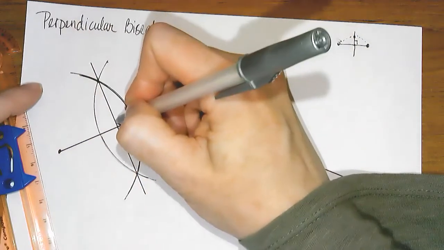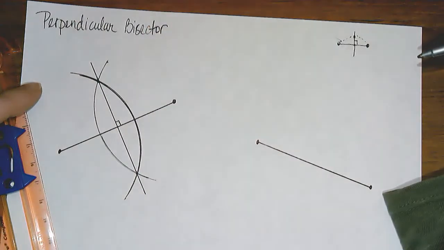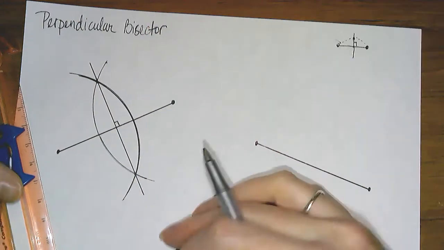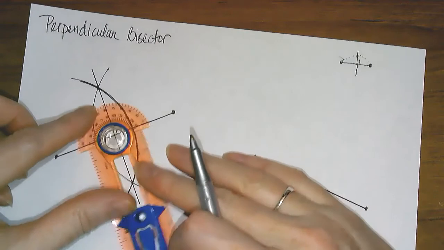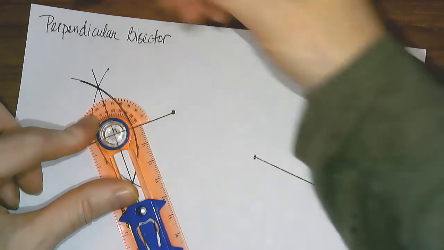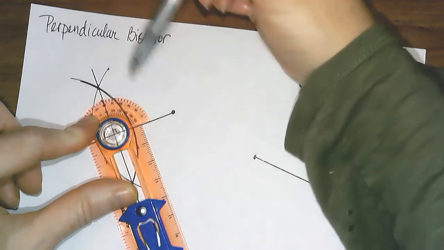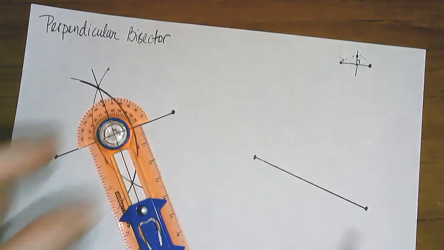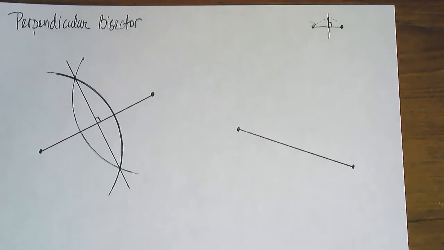And so there's my perfect right angle. It looks perfectly perpendicular, and I can even measure it as well. Most of these slider compasses have a little protractor at the end, and I'm going exactly through that 90 mark. So I know I did this perfectly. So let's try another one.